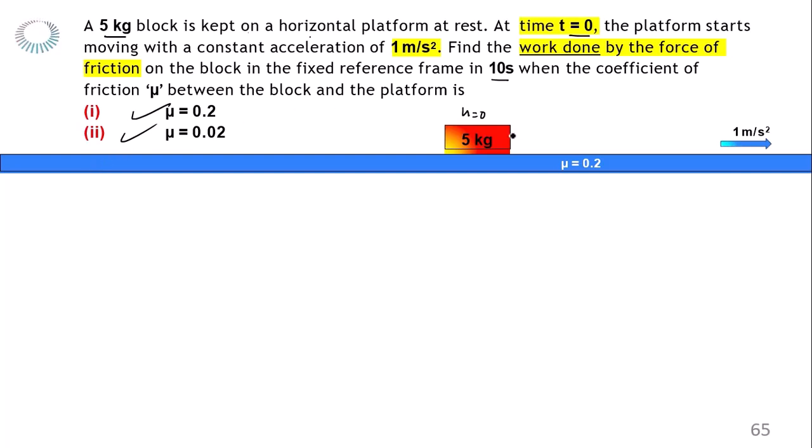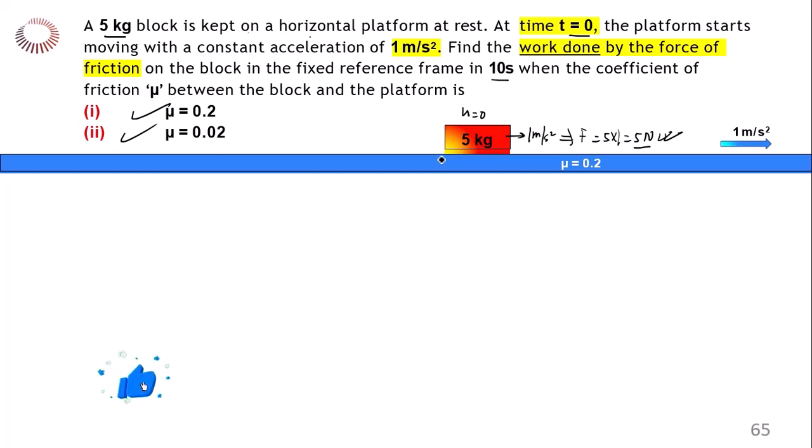Okay. Now, if the belt is moving with 1 meter per second square, now the block has to move also with 1 meter per second square in this direction. Okay. Now, in order to create that 1 meter per second square acceleration, there must be one force. So that force is how much? The force required is 5 into 1, that is 5 Newton. So 5 Newton is the force required.